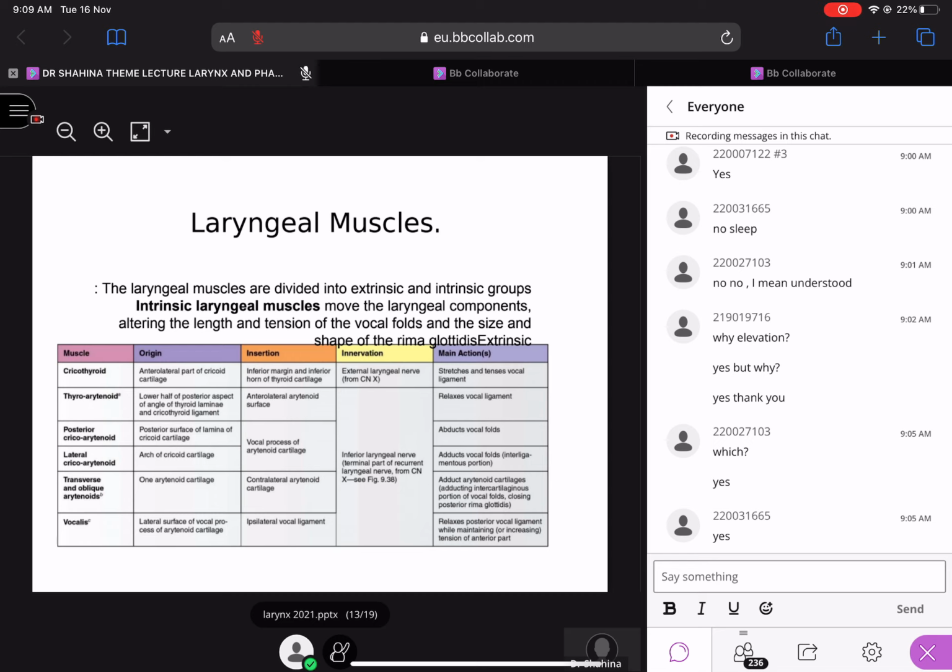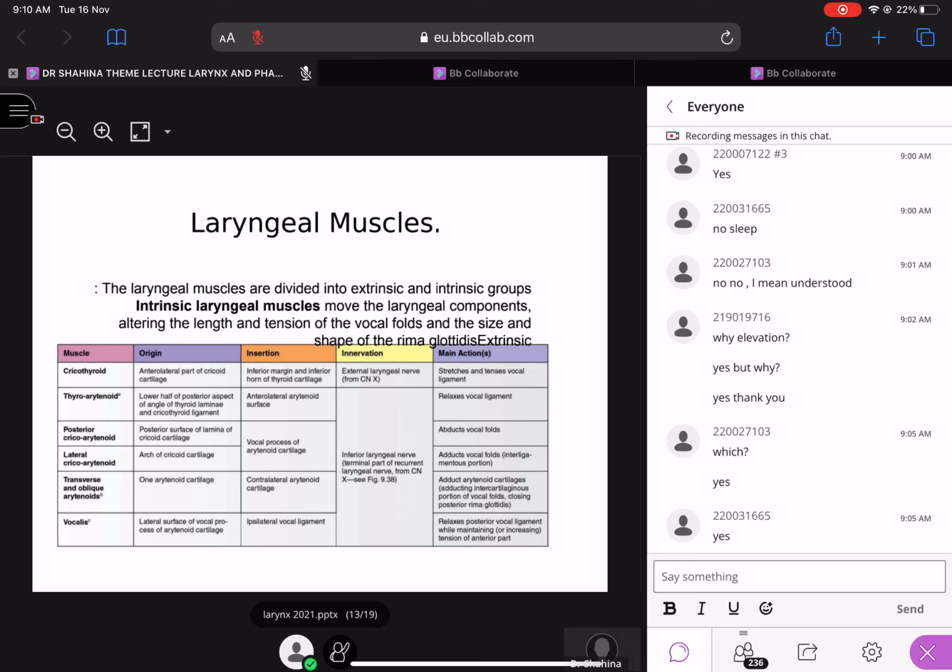That means the vocal folds. So this will be altering the length and tension of the vocal cord, and the size and shape of the glottis, and accordingly you will have its function. And you will see that.